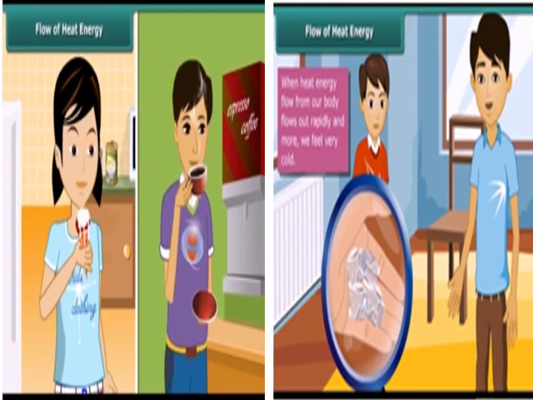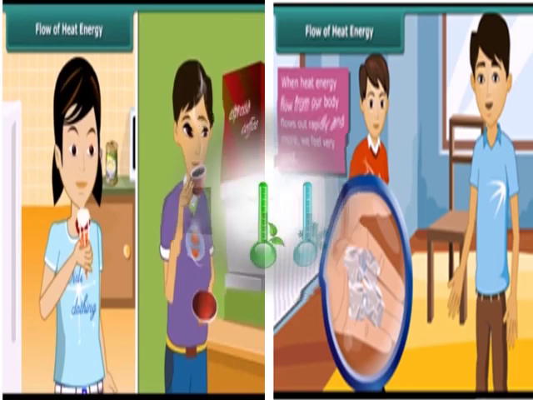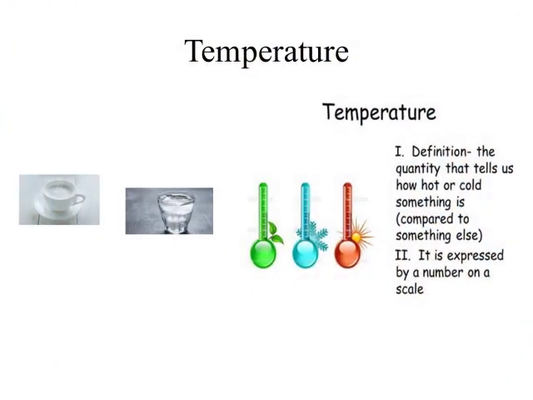Right? So now we'll check about temperature. Temperature. Students, we say that water from the fridge is cold and milk is hot. So how cold is the water? Is it cooler than ice? Or how hot is the milk? Is it hotter than boiling water?